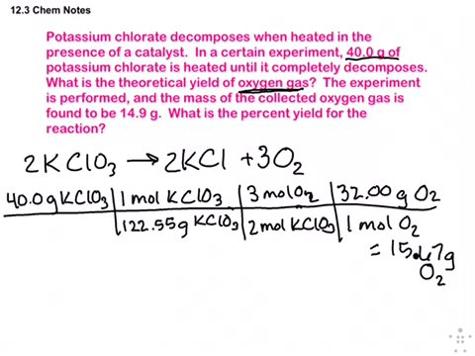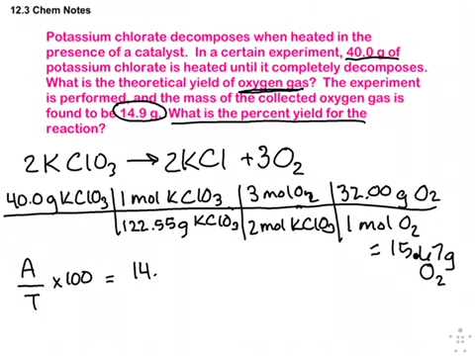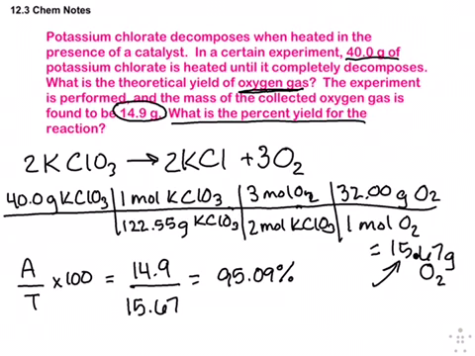And then the last part is asking for the percent yield if in an experiment you actually got 14.9 grams of oxygen gas. So we look at the actual over the theoretical times 100. So in this case, our actual yield was 14.9. The theoretical should be what we got when we did the stoichiometry, over 15.67. And you multiply it by 100, and you should get 95.09% was your percent yield. So you were short by about 5%.